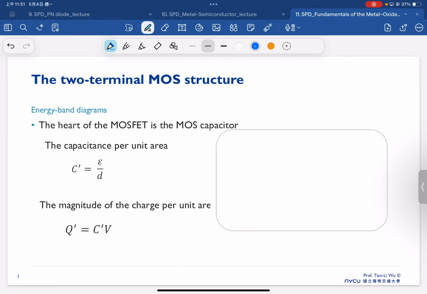We're starting from the heart of the MOSFET, which is the MOS capacitor. To understand the MOSFET, we just look at the most central part, which is the capacitance. In the capacitor, we have this structure. Still, we have the substrate, and we have the silicon dioxide, and on top of the silicon dioxide, we have the gate metal.